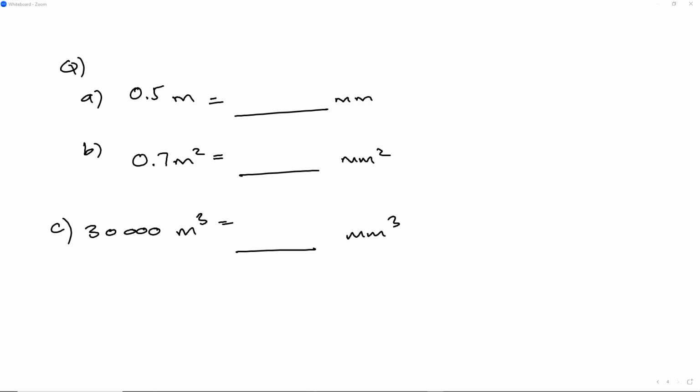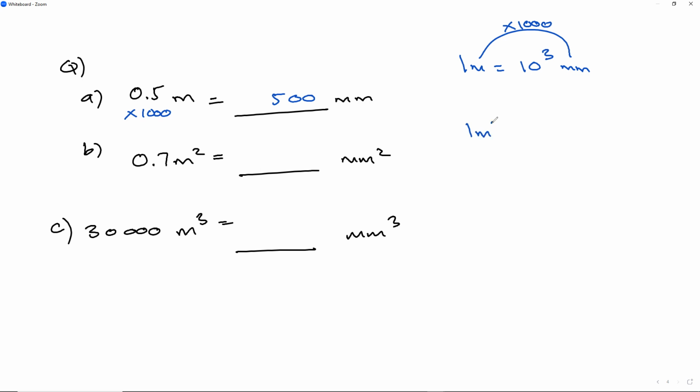All right, here we go, guys. So 0.5. Let's put the conversion chart down first and see if we can get that first one. So remember, 1 meter is the equivalent of 10 to the power of 3 millimeters, which is 1,000. So to go from meters to millimeters, you're going to have to multiply by 1,000. It's going to become 500.